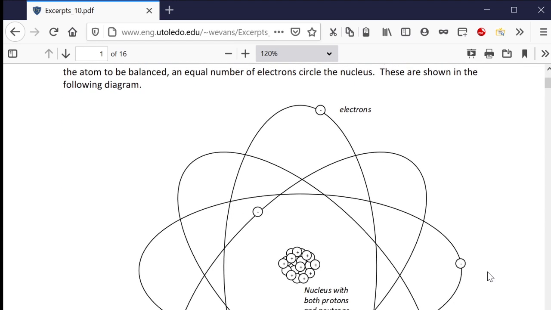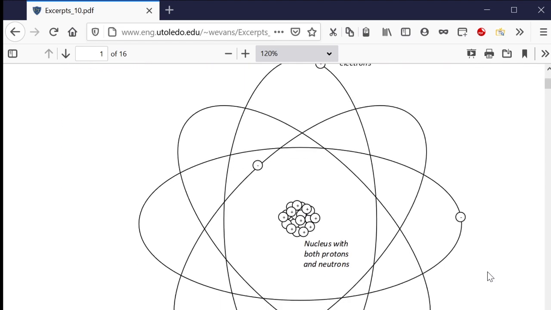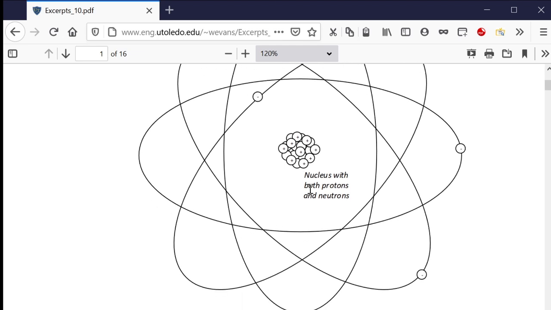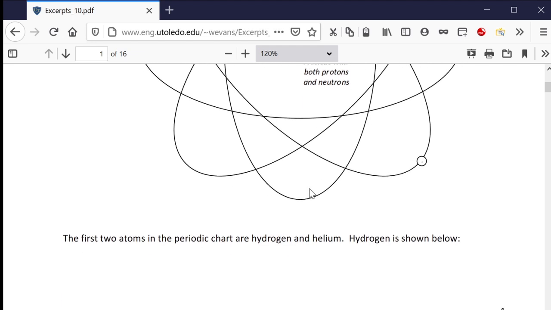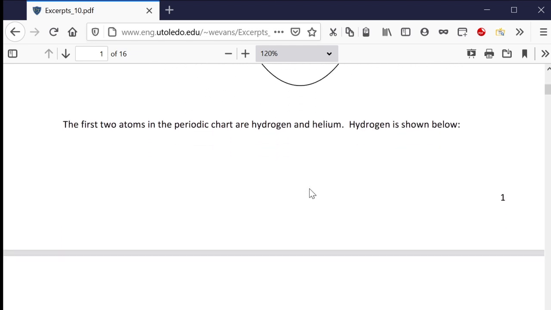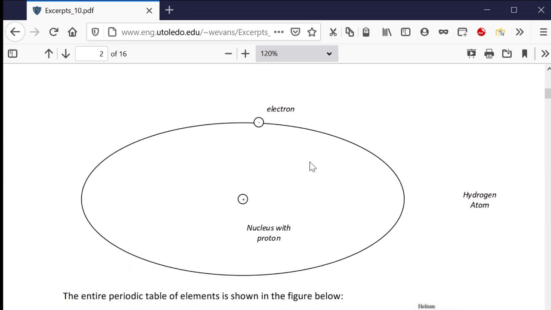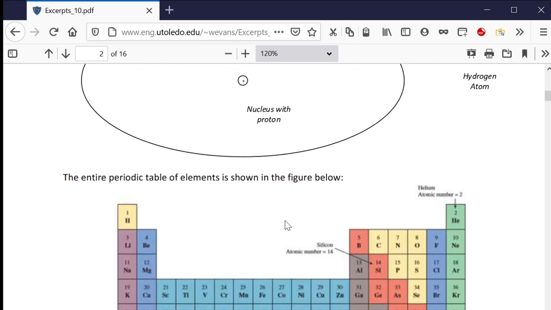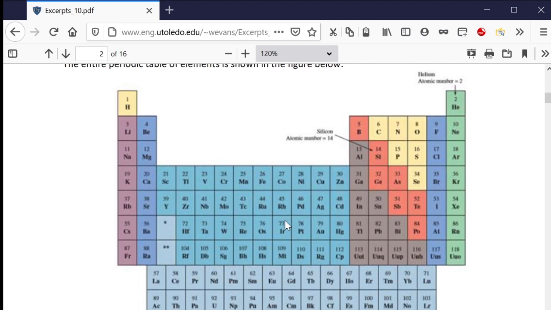So here's a picture of a nucleus and an atom, and then the electrons floating around the atom. The protons and the neutrons are there in the middle, and that's the nucleus, and then the electrons are in orbits around it. That's the model that we have of an atom. The electrons fly around, and from that we can develop a periodic chart of the different elements.